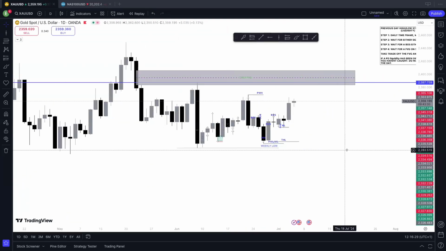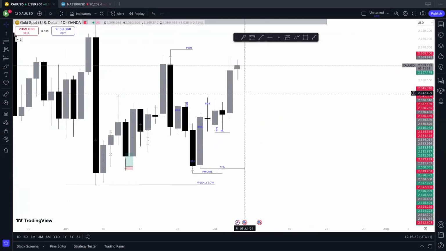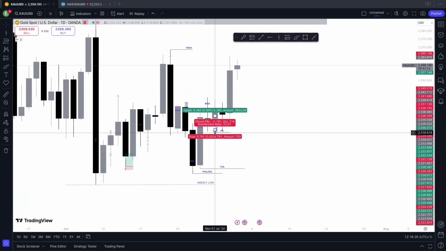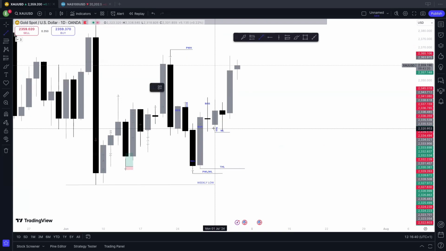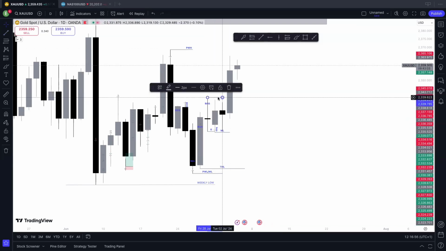So what you guys can see here, let me go to Monday. This is Monday's candle right here. The previous day was Friday. That's the previous daily candle that we have marked out on the chart. So what I'm going to mark out here is Friday low, and then I'm going to mark out Friday high because I don't know which side is going to get swept.